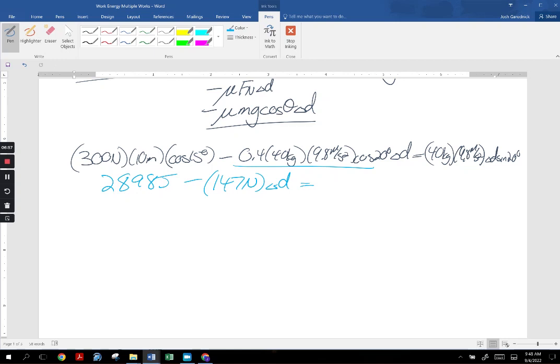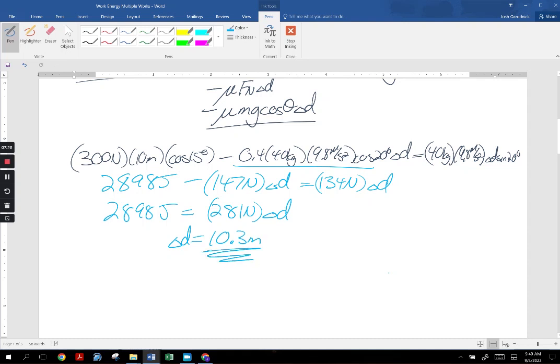2 times 3 times 4 is the same as 4 times 3 times 2. Who cares? Just do 40 times 9.8 times sine 20 times delta D, and you will get 134 newtons times the distance. Now, we can combine like terms here. 2898 joules equals, I did not write this down, but I am confident I can do 181 newtons delta D. Solving for distance, I think I get 10.3 meters. And that's it.